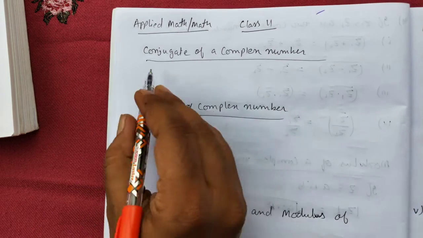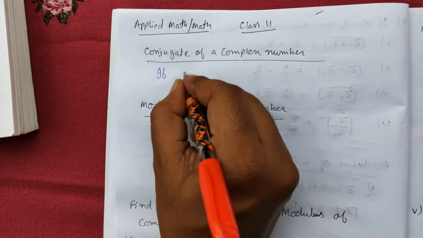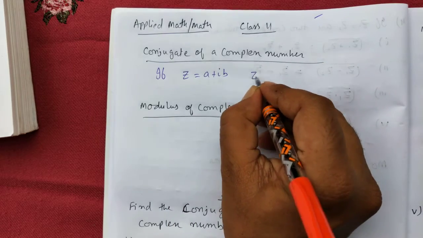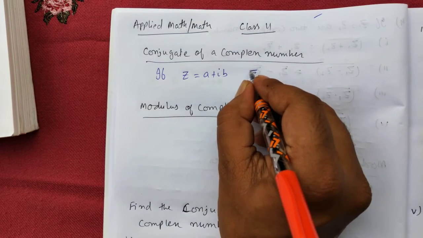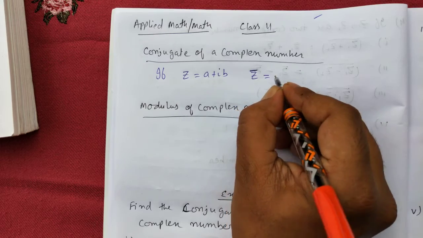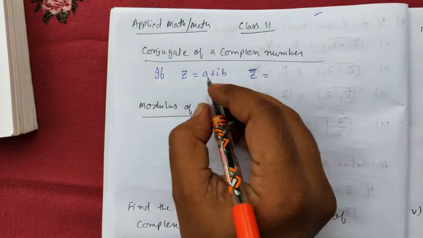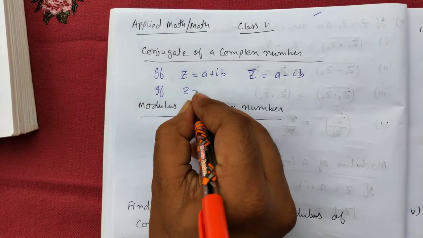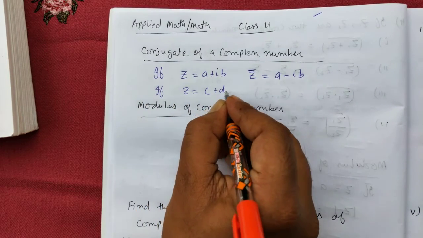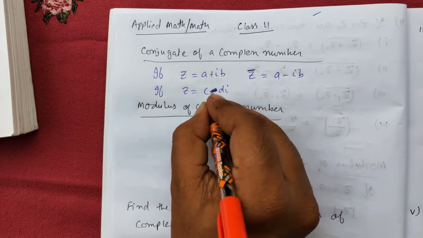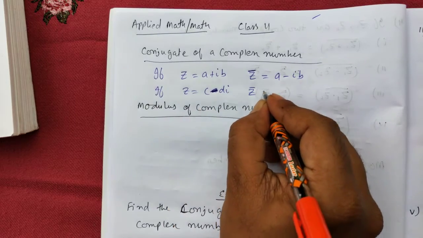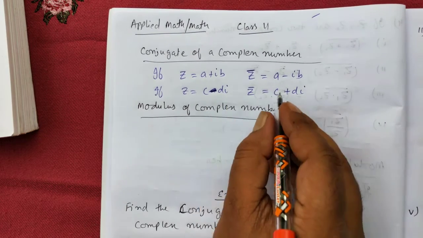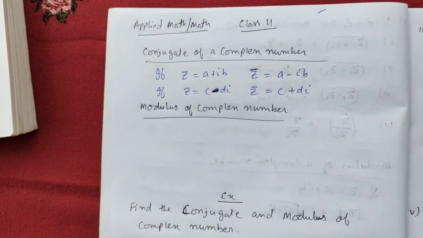Now conjugate. If a complex number is given as a plus ib, then the conjugate is represented by a bar. We change the sign of the imaginary part, so it will be a minus ib. If z was c plus di or c minus di, the i part we just change. If it is minus we write plus, if it is plus we write minus.